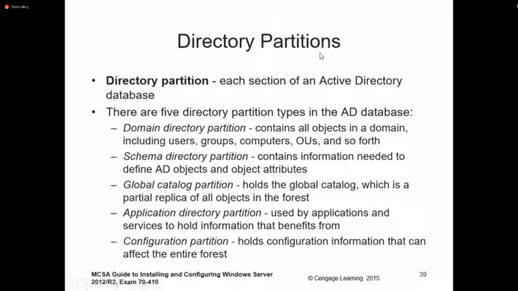Right. So, directory partition. This Active Directory is actually saved in files on the server. So this directory partition is part of the Active Directory database, right? There are 5 directory partition types. One is the domain directory partition, which contains objects in the domain: users, groups, computers, OUs, and things like that.